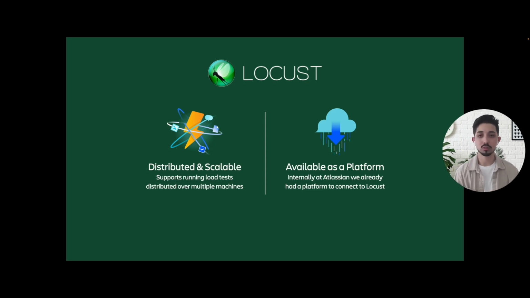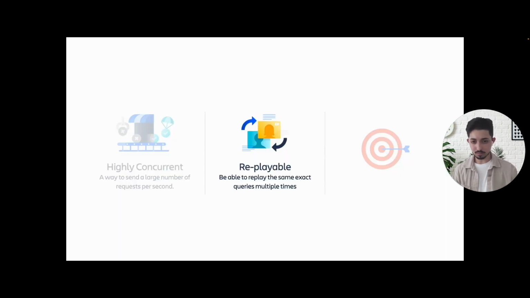It supports running load tests over multiple machines and EC2 instances, and has the worker threads and takes care of a lot of the heavy lifting you would have to do if you created it yourself. In addition to this, we already had it available as a platform within Atlassian called PerfHammer, which allowed it to be very plug and play. The second thing we needed is for it to be replayable.